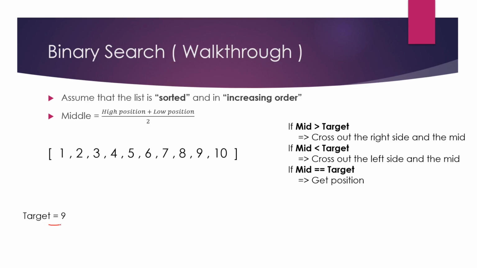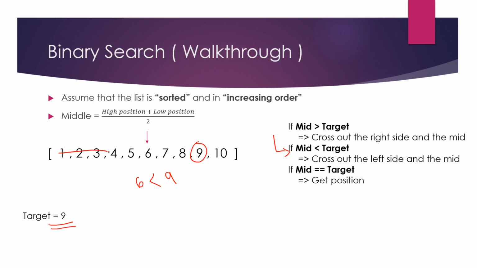And this time we try to find number 9, which is right here. So at the beginning, you're going to pick the new middle starting point. And from the last time, we picked number 5. So this time, let's try number 6. So you're going to compare number 6 with the target, which is number 9. So 6 is going to be less than 9. Therefore, you're going to run the second if statement. You're going to cross out the left side and the middle number.